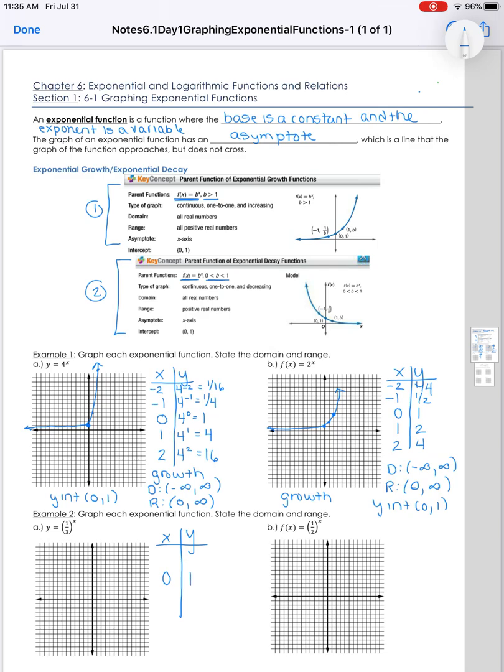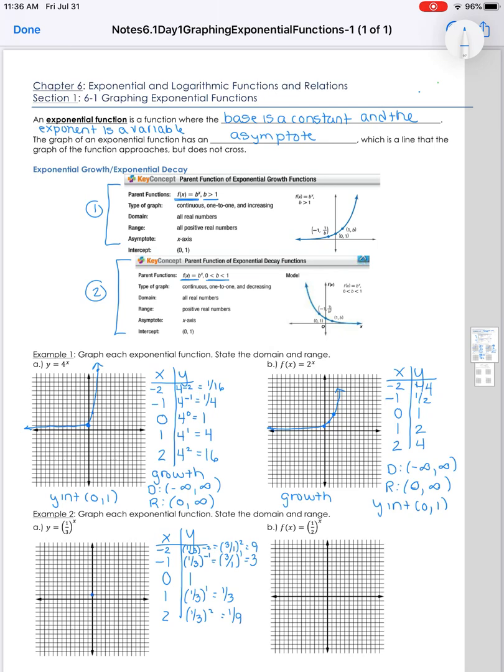So 1/3 to the 0 is 1. If I sub negative 1 in, well, that's 1/3 to the negative 1, which is going to flip that fraction and make it 3/1 to the first, which is 3. If I sub negative 2 in, that's 1/3 to the negative 2, which is 3/1 now to the second, which is 9. If I sub positive 1 in, then that's going to be 1/3 to the first, which is 1/3. If I sub positive 2 in, then that's going to be 1/9.